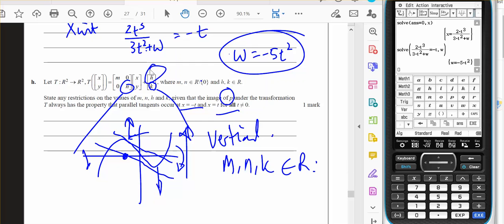But what I can't have is a translation sideways. So h has to equal 0 is the only restriction we have on m, n, h, and k if you want this nice little pattern of tangents that are parallel, one tangent cutting the other at an x-intercept which is equal to where the other tangent attached.